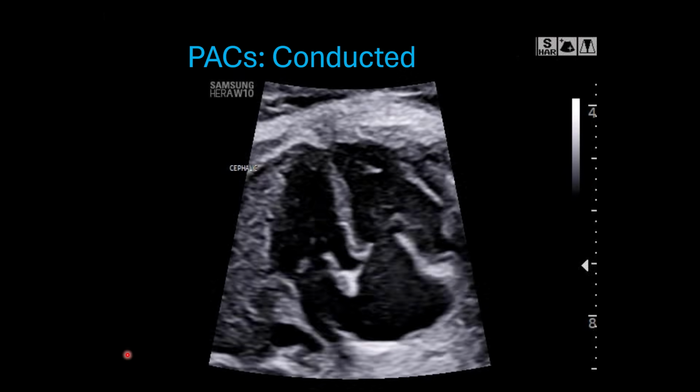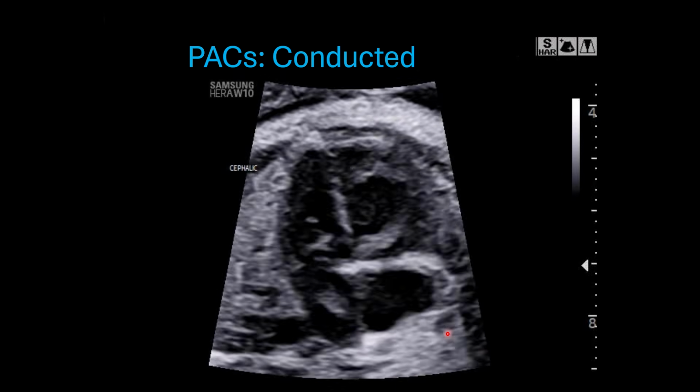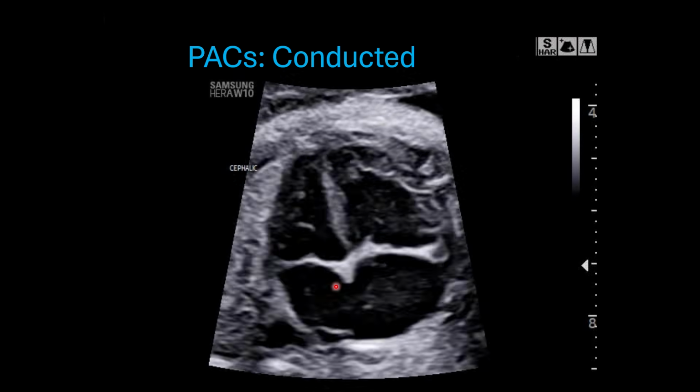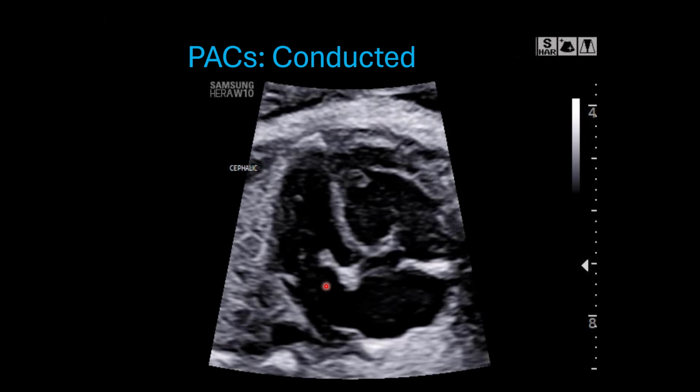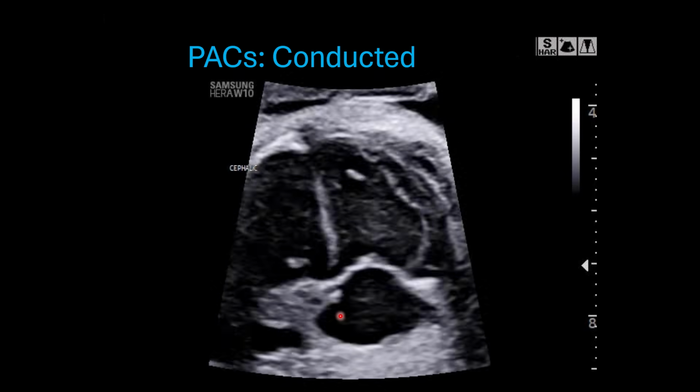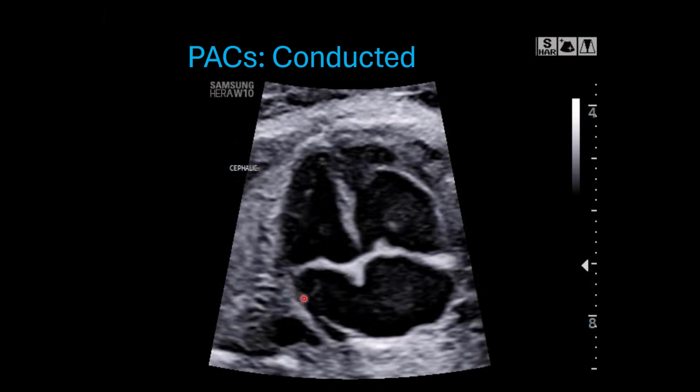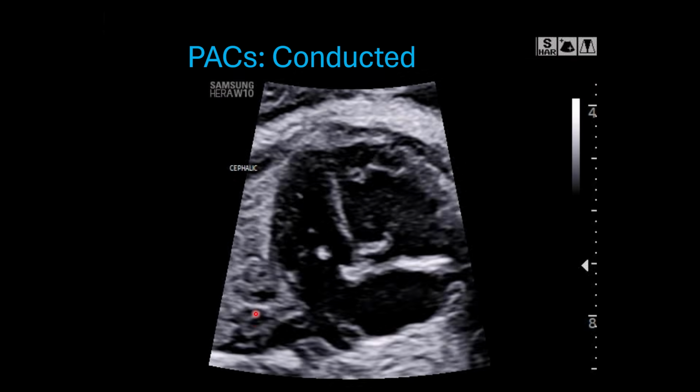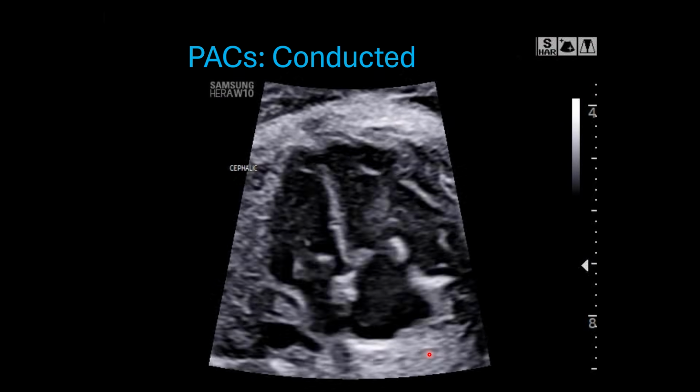And so here we see a 4-chamber view with slight right heart enlargement, and noticeably we can see this hypermobile aneurysmal atrial septal flap into the left atrium here, and these are PACs, looks like in bigeminy.